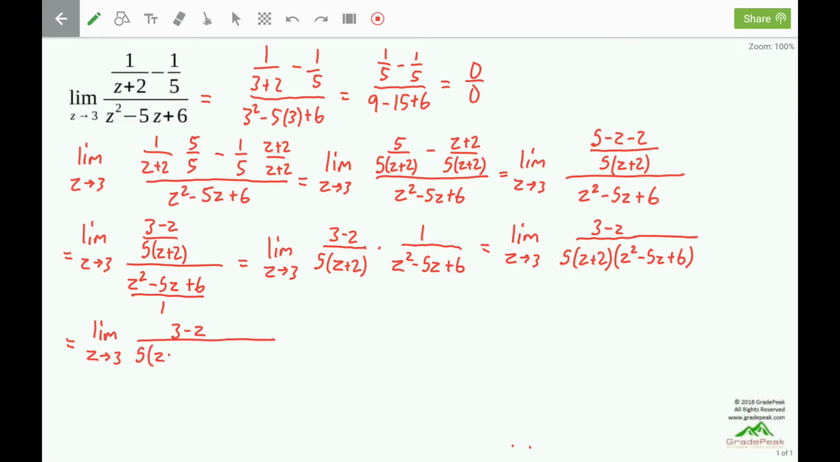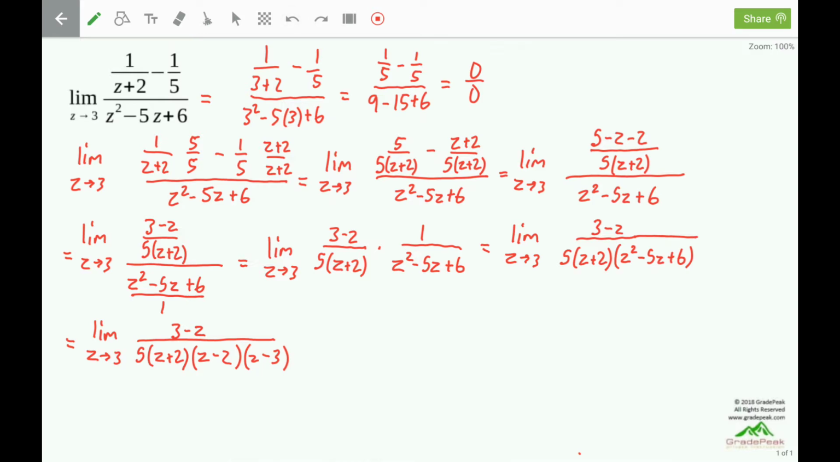5 times z plus 2 times, now we have a trinomial factorization. It's going to be a z and a z. We need two numbers that multiply to be a positive 6 and add to be a negative 5. It sounds like negative 2 and negative 3 will take care of that for us. So there's the factor making a 0 in the denominator. It's actually specifically that one right there, the z minus 3. It doesn't quite match the numerator.